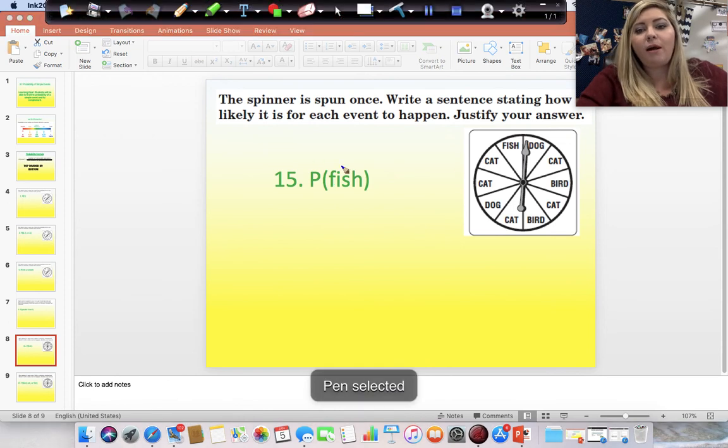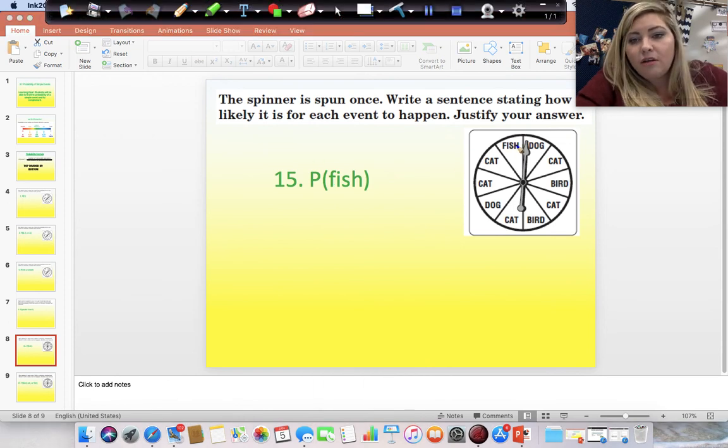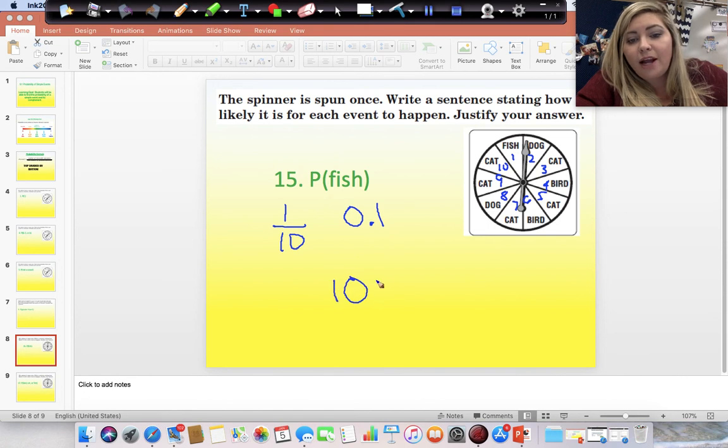Okay, so we want the probability of it being a fish. There's one fish on here out of 1, 2, 3, 4, 5, 6, 7, 8, 9, 10 total. So 1/10 that it's a fish. As a decimal, that's 0.1. And to make it as a percent, move it 2 places to the right, and that will be 10%.